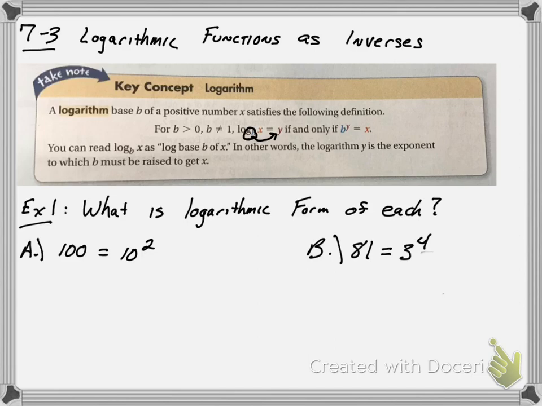So what is the logarithmic form of each? When I'm transferring, remember, it's log of 100. Well, what's my base? Well, see how 10 is the base to the exponent, which is 2? That's always your base. Always equals your exponent. Log of 100, base 10 equals 2. Same thing here. Log of 81. What's my base? Well, the base of the exponent is 3. Always equals your exponent, 4.